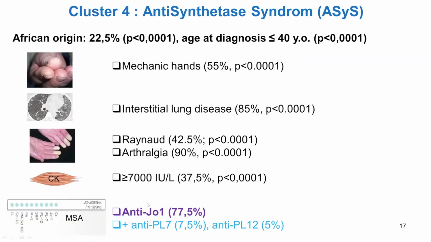And finally, the fourth and last one is the one of the antisynthetase syndrome, where we can observe more patients of African origin, also young, with mechanic hands, and these mechanic hands are not the typical rash of dermatomyositis. It is hyperkeratotic, painful fissures, lesions of the fingers, interstitial lung disease in almost all the patients, Raynaud phenomenon, arthralgia, very high CK levels, and anti-Jo1 or anti-PL7 or anti-PL12.